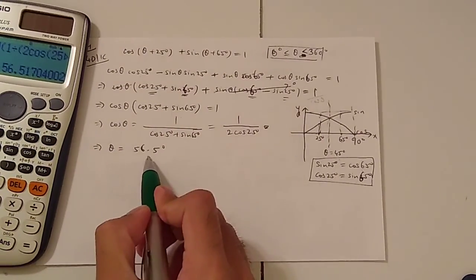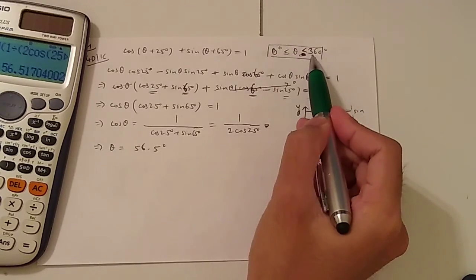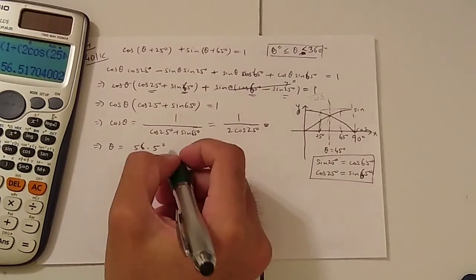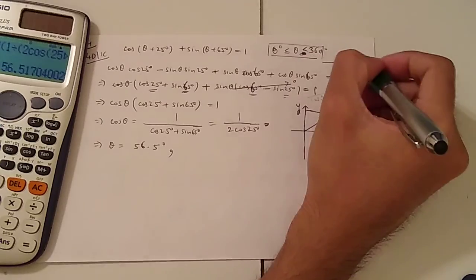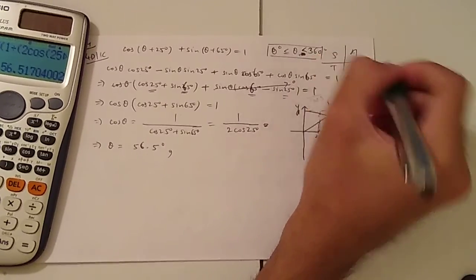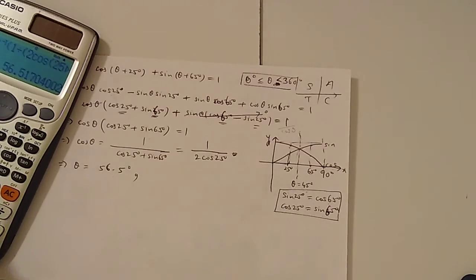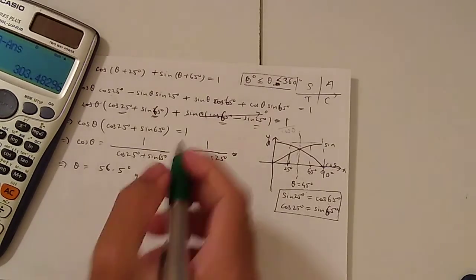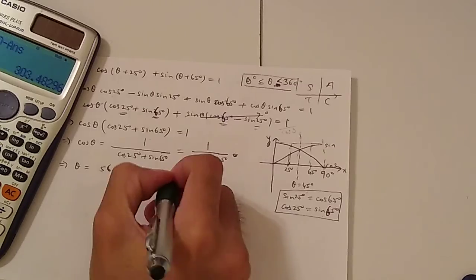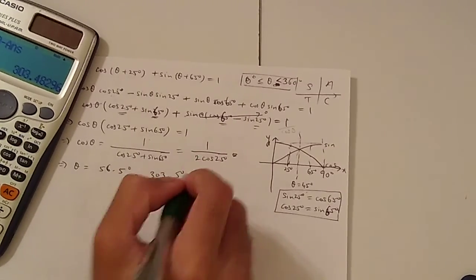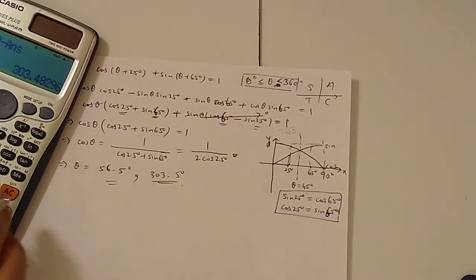We are not done with the solution. We have 0 to 360 degrees. The second solution is going to be in the fourth quadrant, if you remember the CAST diagram. The second solution is going to be in the fourth quadrant, and that is going to be 360 minus this answer. So 360 minus the answer is going to be 303.5 degrees. Two answers to the solution.